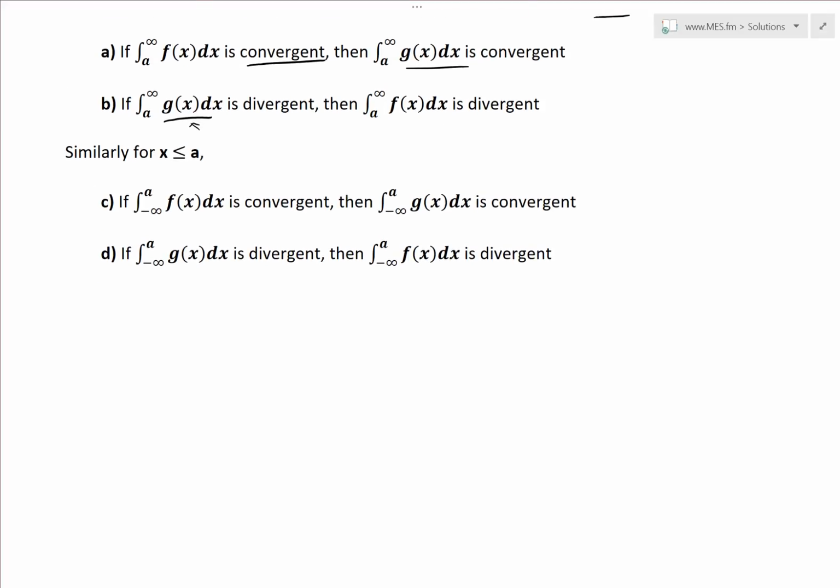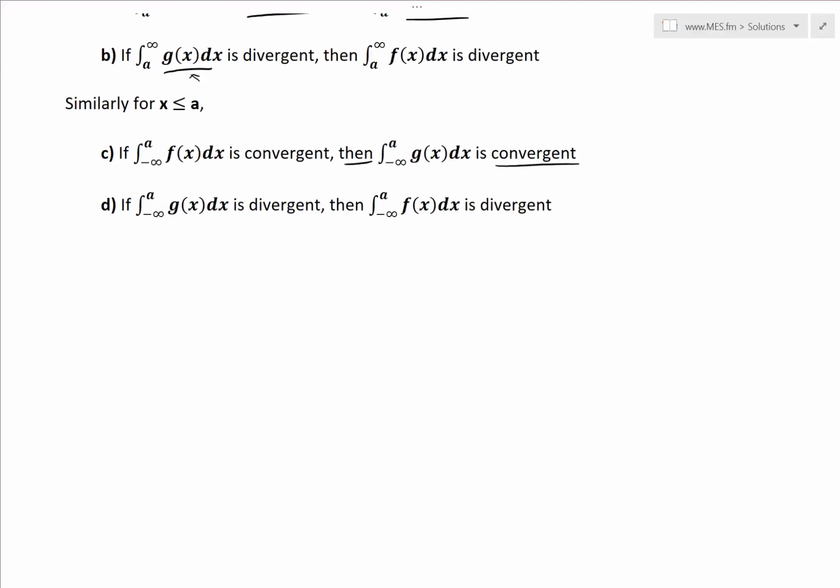And similarly, for x less than or equal to a, if you look on the flip side, if the integral from negative infinity to a of f of x dx is convergent, then the area under the curve of g of x dx is convergent, or the integral from negative infinity to a. And likewise, again, if this is divergent, this is divergent as well, because this is always greater than it.